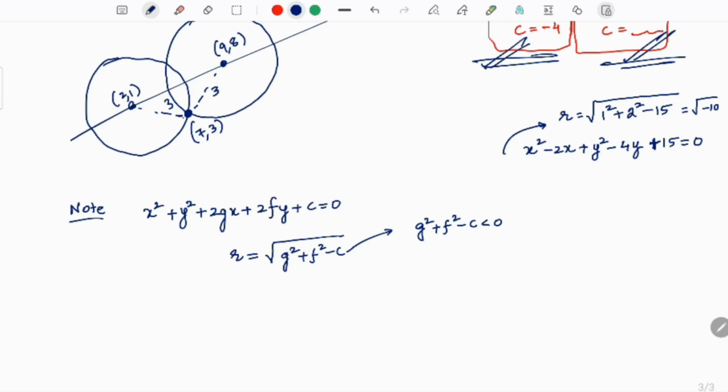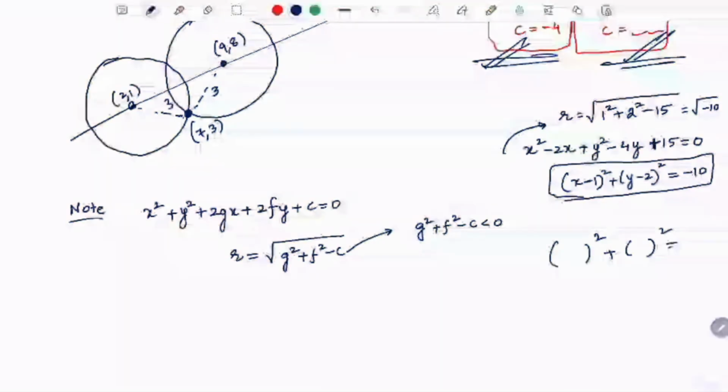That means what should we understand here? If you write it in central form, you are getting something like this. Is there any value of x and y which will satisfy this equation? Something square plus something square, can it be negative 10? That means this will never happen, no matter what value of x and y you put in. There is no point which is satisfying this equation. That's why we are getting the radius as imaginary.